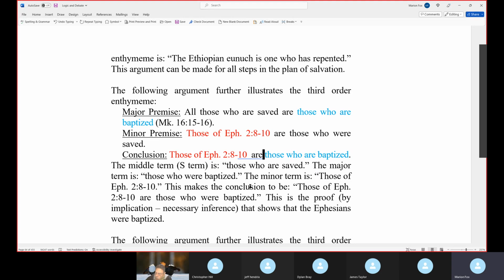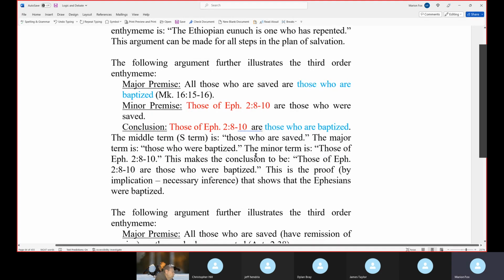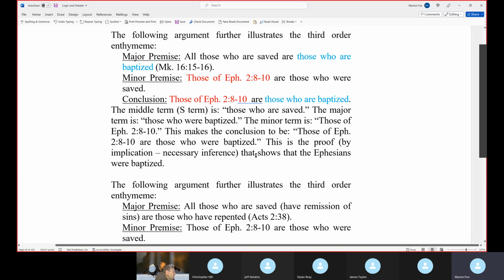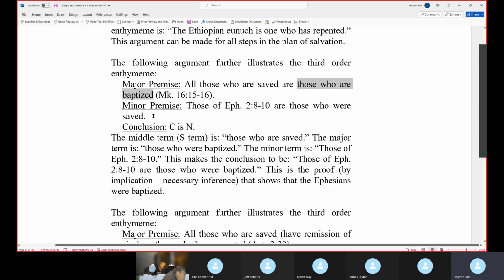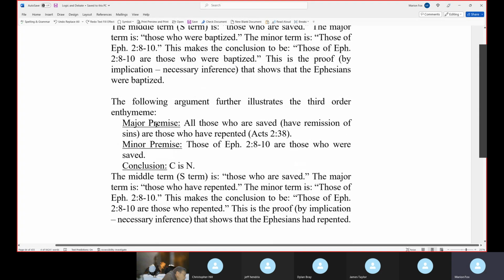Any question? All right. Nobody has a wow or anything. Okay. Well, I'll tell you what let's do. I'm going to go back. I'm going to get rid of these right here. We're going to change that. All right. We're going to go down here. We got those same people. We got the same minor premise.